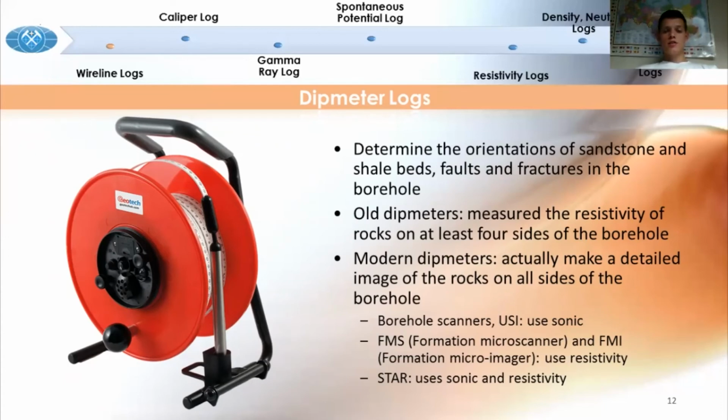Borehole scanners, UBI, use sonic. Formation microscanner and formation microimager use resistivity. STAR uses sonic and resistivity.